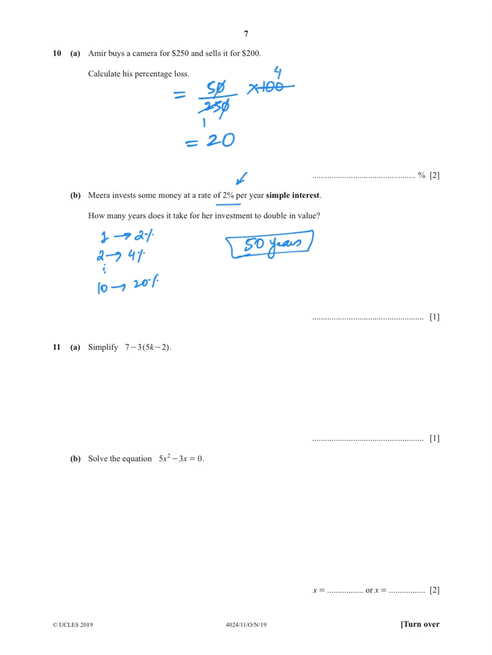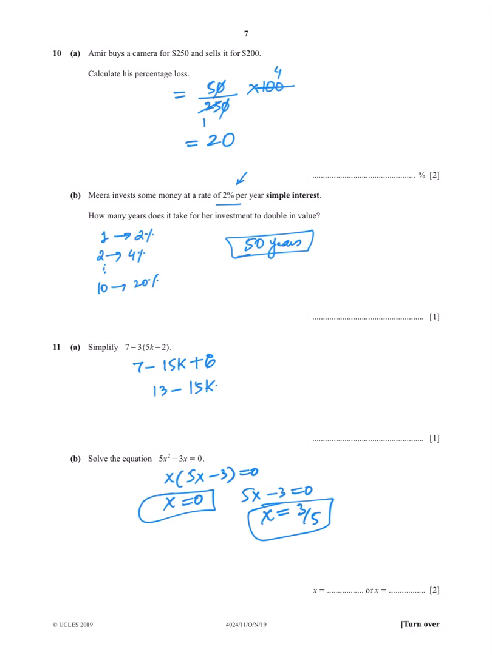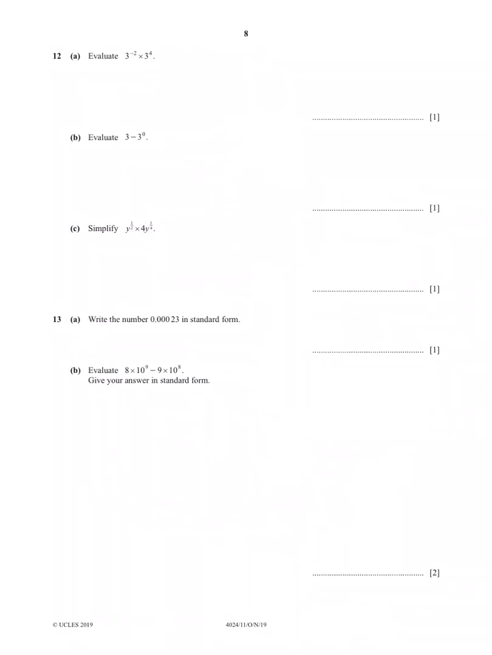Question number 11, we need to simplify. So it's 7 minus 3 5s are 15, k, minus minus plus 3 2s are 6. So that will be 6 plus 7, that will be 13 minus 15k is your answer. Next part, solve the equation 5x squared minus 3x equals 0. You can take x as a common factor here, so it will be x times 5x minus 3 equals 0. Equate both of them to 0, so x equals 0 and 5x minus 3 equals 0 leads to x equals 3 divided by 5. So the two answers for x are 0 and 3 upon 5. Question number 12, evaluate 3 to the power minus 2, which means 1 upon 3 squared, times 3 to the power 4.